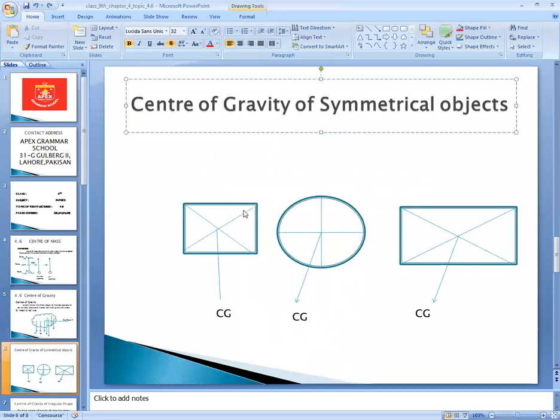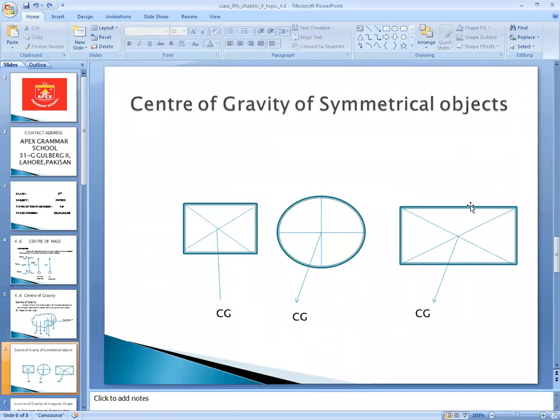Look, this is a sphere and this is a rectangle. A sphere is a figure where all the sides are equal, right? This side is equal to this side. If this is 4 centimeter, this is 4 centimeter, this will also be 4 centimeter, and this will be 4 centimeter as well. So first of all, we find the center of gravity of the symmetrical objects. These are all the objects. So I consider a circle, then I consider the rectangle.